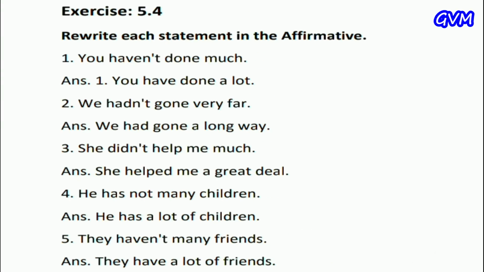Now, exercise 5.4. In this exercise, we rewrite the sentences as affirmative sentences. First one is rewrite each sentence in the affirmative. First one is you haven't done much and the correct answer is you have done a lot. Second, we hadn't gone very far and the correct answer is we had gone a long way. Third, she didn't help me much. She helped me a great deal.